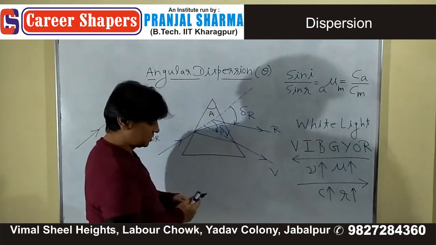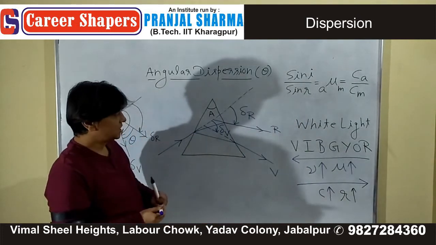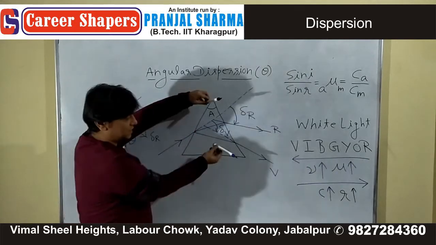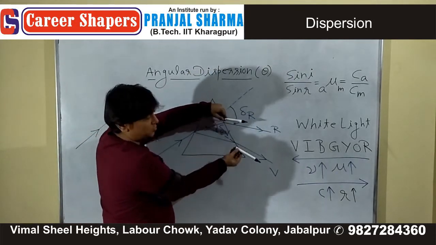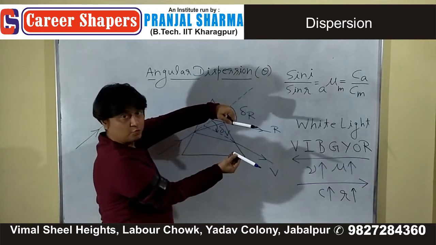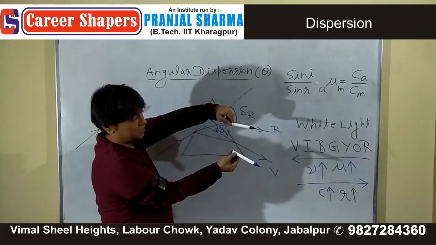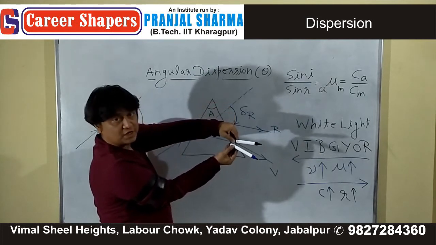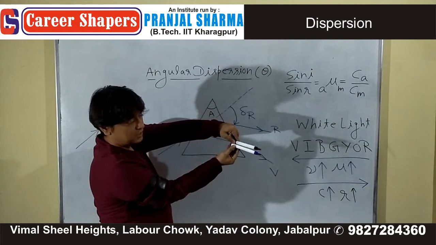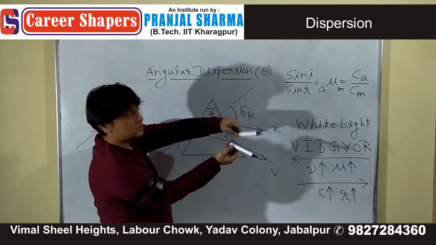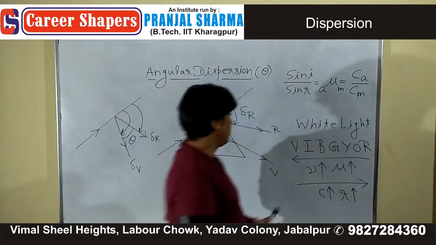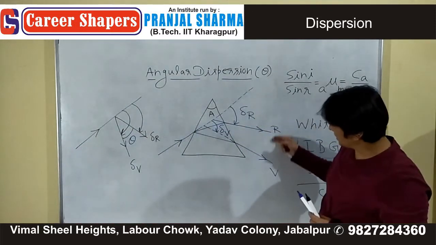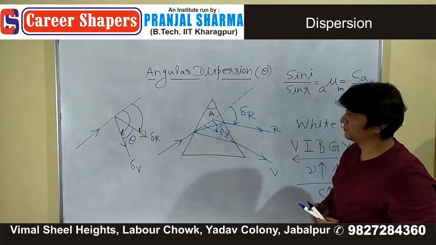You found that violet color is coming out like this, red is coming out like this. So you've got two arrows, two vectors. What is the angle between the vectors? For the angle between the vectors, you join them with their tails. This angle is called angular dispersion. All the colors are present in this angular region only.